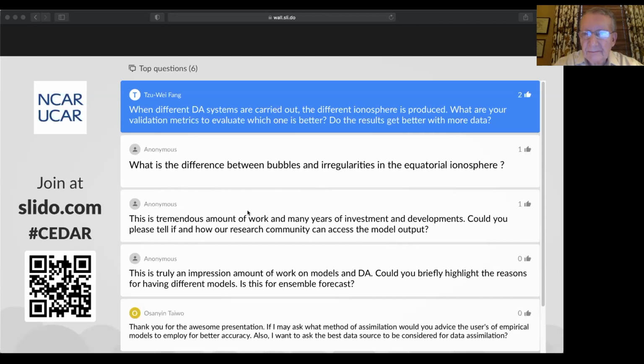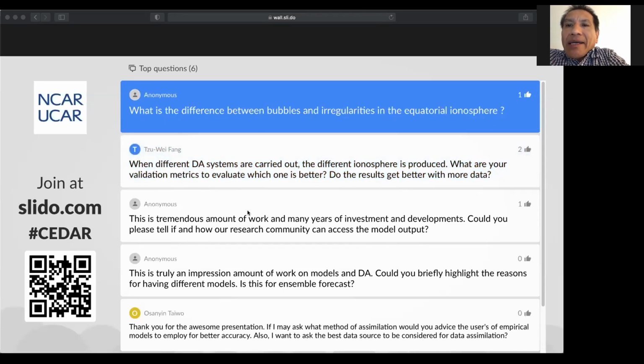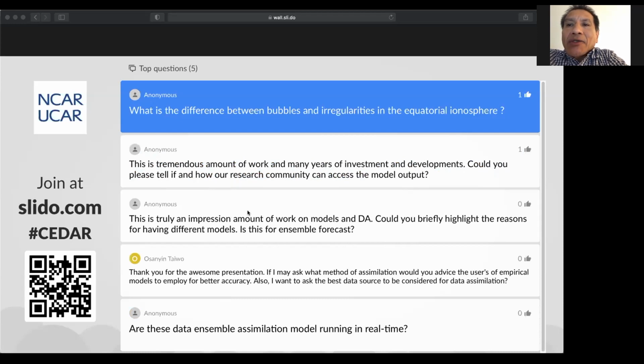Okay, thank you, Bob. We have one question. What is the difference between bubbles and irregularities in the equatorial ionosphere? Okay. Irregularities could just be like turbulence. Like turbulence. And then the bubbles is just the total depletion of plasma in a given domain. Okay. Okay, thank you, Bob.